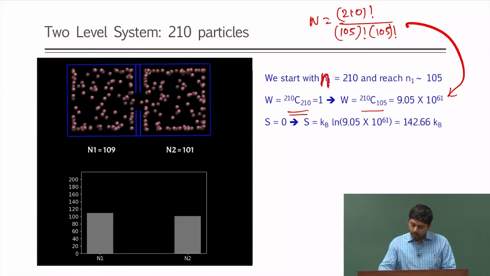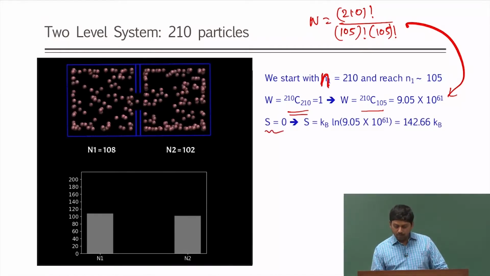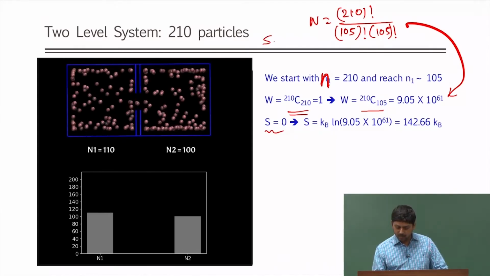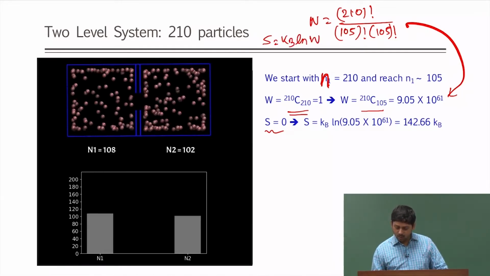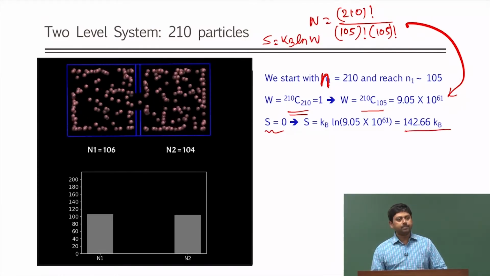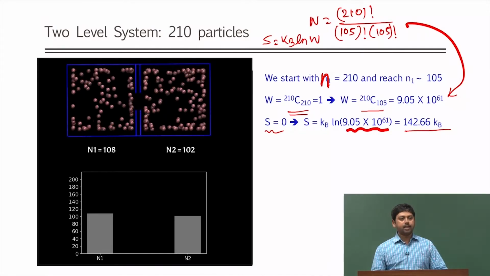Now, it only means that the initial entropy will be 0 because there is only one possibility. Remember S equal to kB ln W, as we already said. If W is 1, then S is 0, and when it goes to the other side, it gives this much kB, because it is kB ln of this quantity.